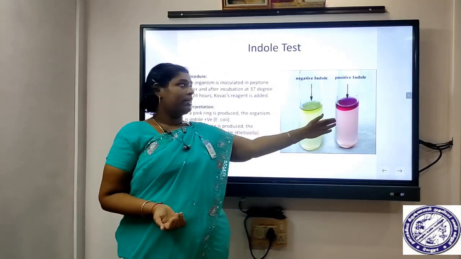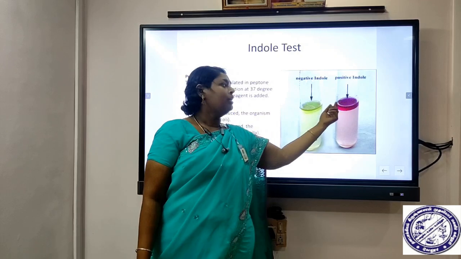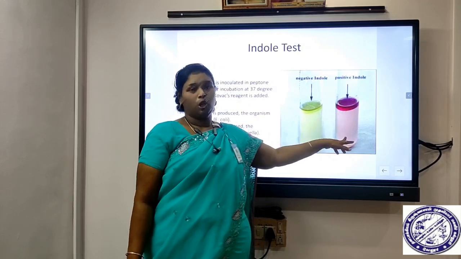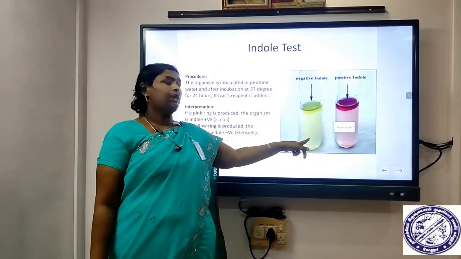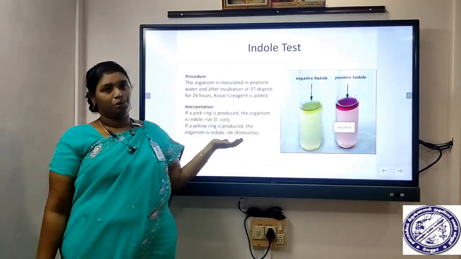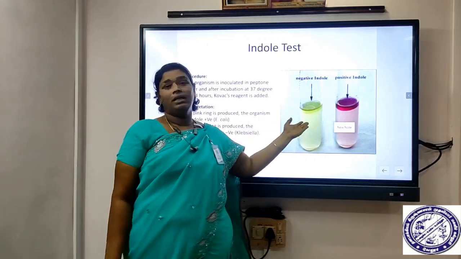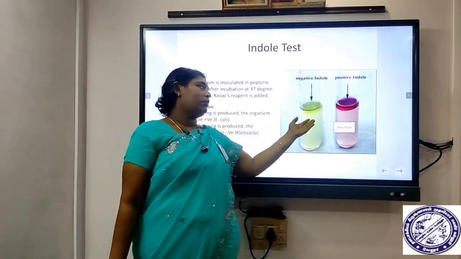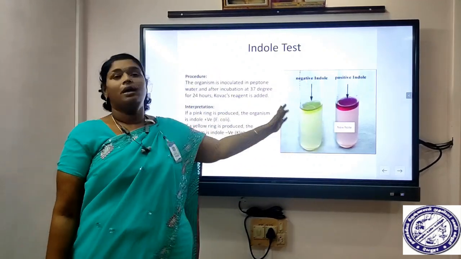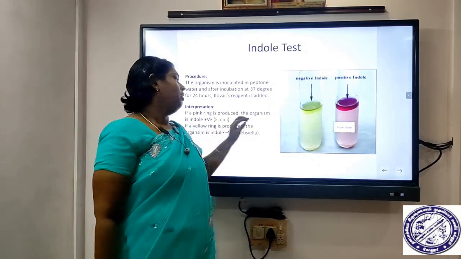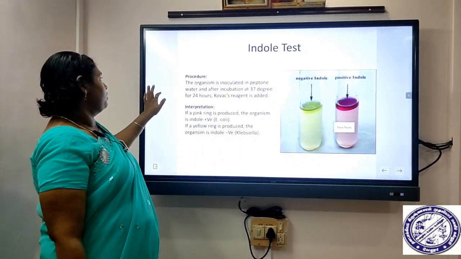That positive reaction will be seen like this. They will be producing a cherry red color ring at the top of the medium. So this is the positive reaction. And negative, certain organisms like Klebsiella, which is also in Enterobacteriaceae family, but they are negative for the indole production. So they will be producing a yellow color or green color, any other type of ring will be produced in case of negative test. So this is the first biochemical test we can use.